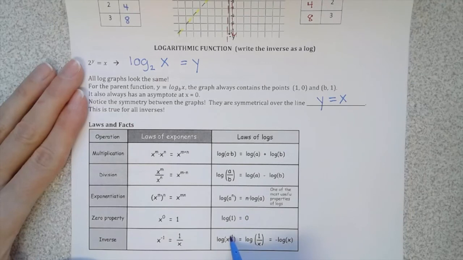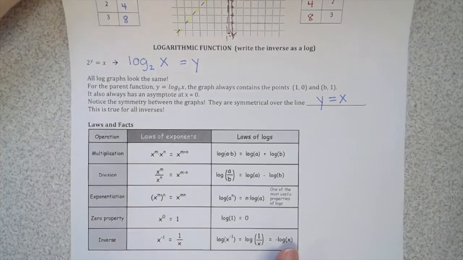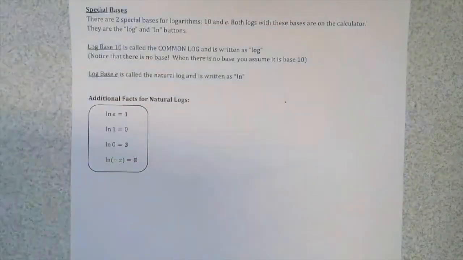And if you have an exponent here, you can again take that -1 and bring it to the front, or you can make it 1 over. So this negative comes to the front, which is where this negative comes from over here, or again, 1 over is the -1 exponent. We're going to work with all of these laws of exponents and logs in our problems, but I want to go over a couple of other things, so turn the page.